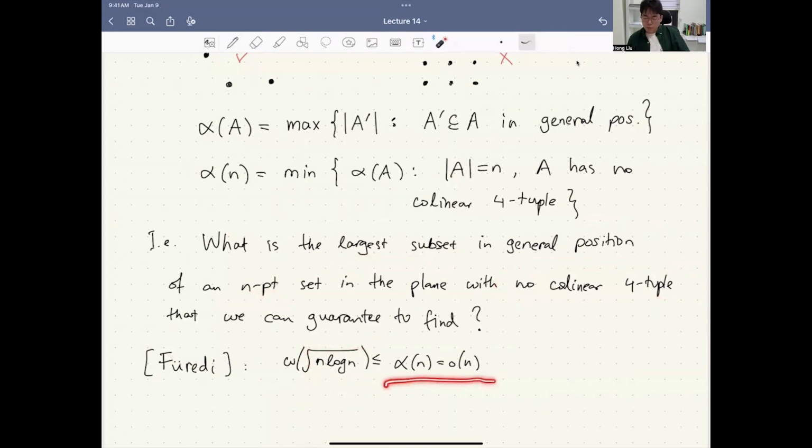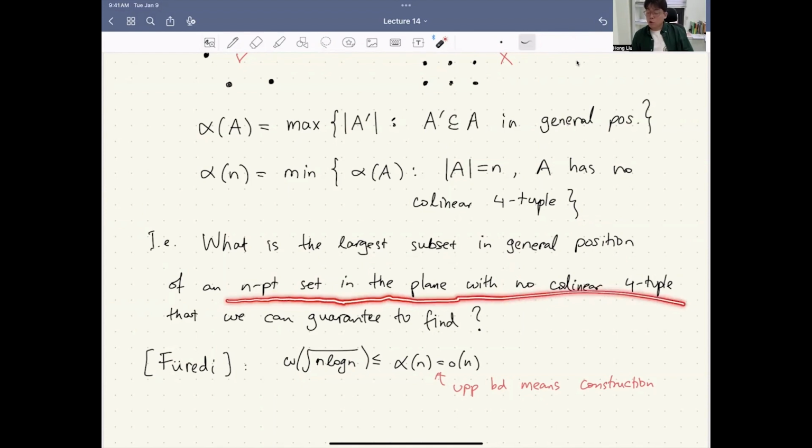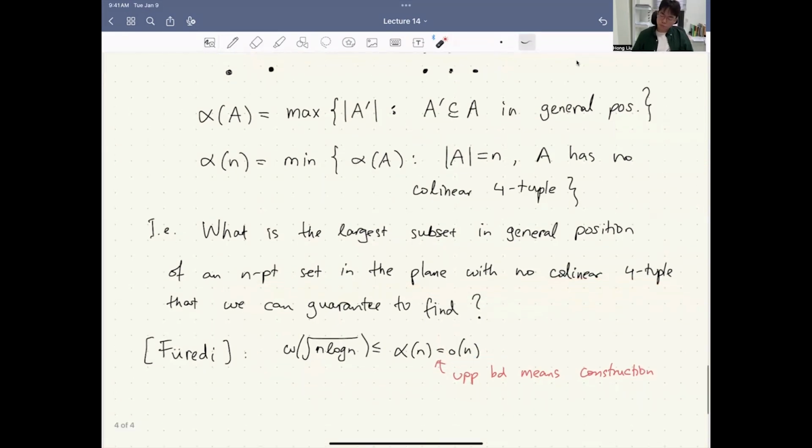What does upper bound mean? So the upper bound means a construction. It means you need to find some set of endpoints in the plane with no collinear full tuple, such that no matter how you choose a subset of this size, you are guaranteed to find a collinear triple. Okay.